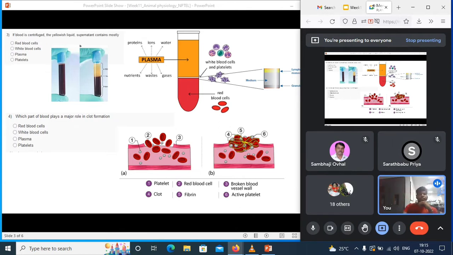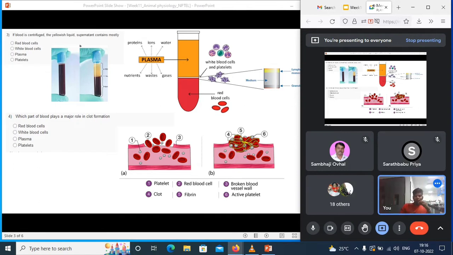You need to make it clear and have an idea of the layer separation. RBC is very heavy because of the metal ions, hemoglobin and all. So RBC is one of the heaviest cells, so it pellets down quickly. Then you will find your WBCs, and then you will find your plasma.